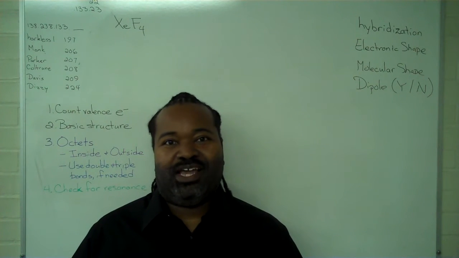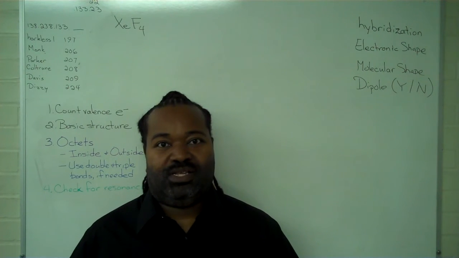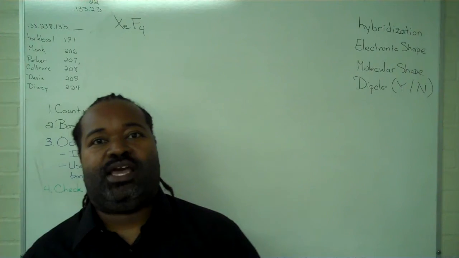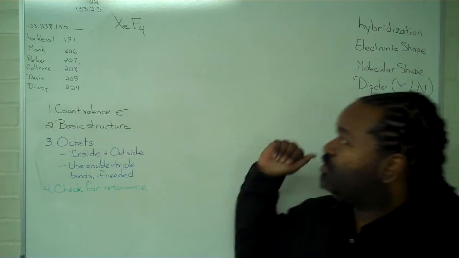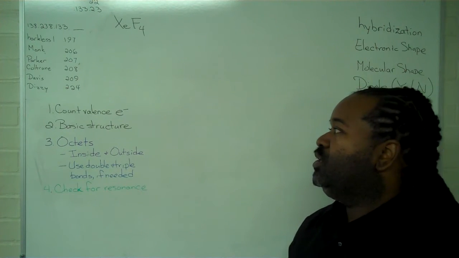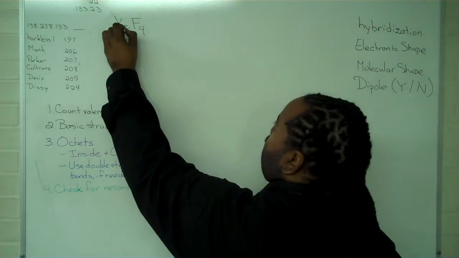This video will demonstrate how to use the rules to define a Lewis structure for a given molecule, and then use VSEPR theory to actually pull information out of that Lewis structure. And so this one we'll be doing xenon tetrafluoride, XeF4. The first step is to count up the valence electrons.